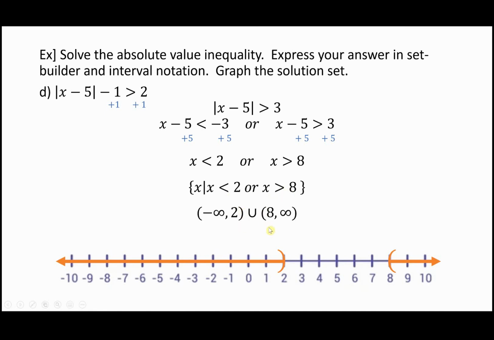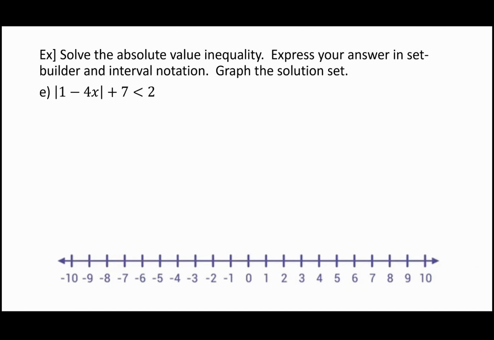Okay, great. I believe I have 2 more examples. Let's go ahead and just dive into the next one here. All right, so its structure is very similar to the previous 2 that we've just gone over. We recognize that we have an absolute value expression inside of our inequality. So the first thing we need to do is isolate that absolute value. So the first step here is going to be subtracting 7 from both sides, and we will get this.